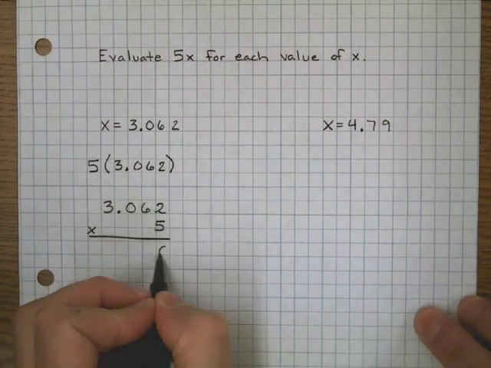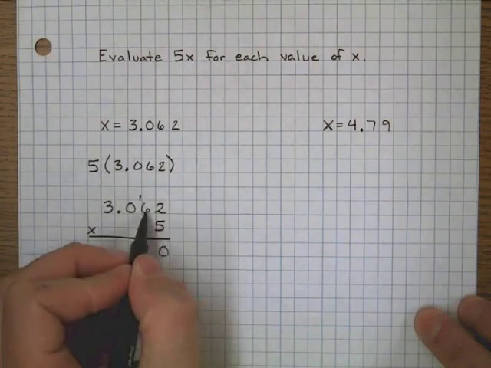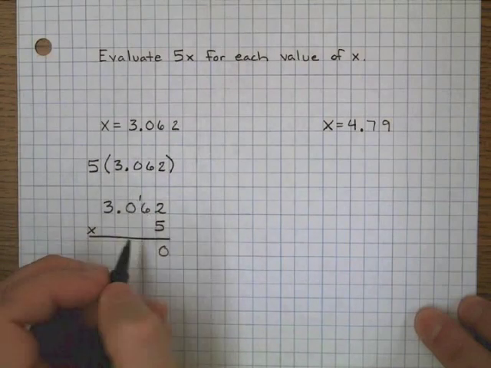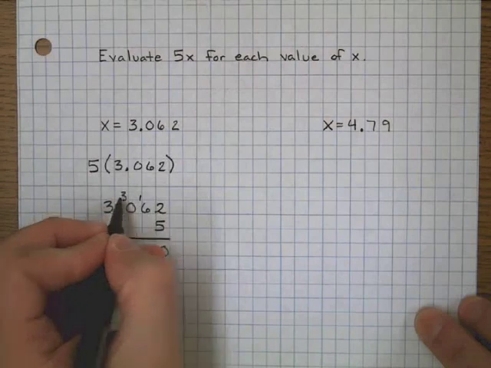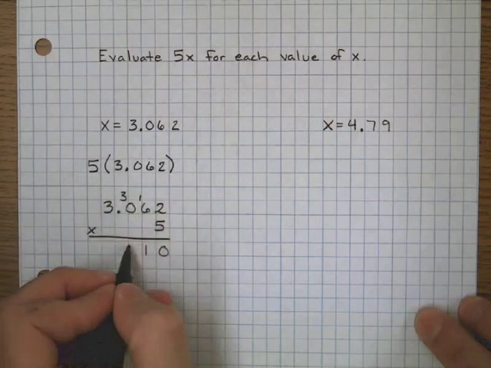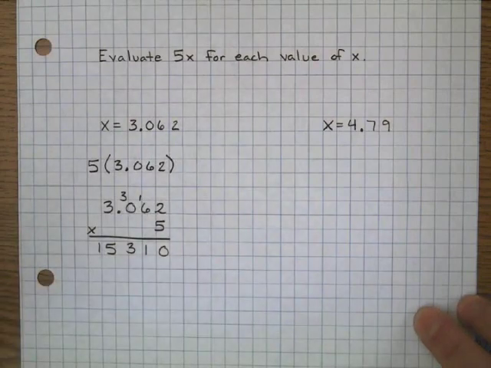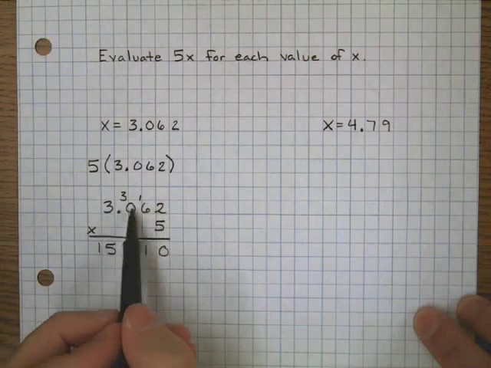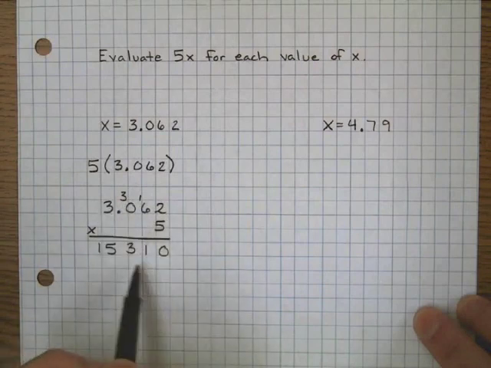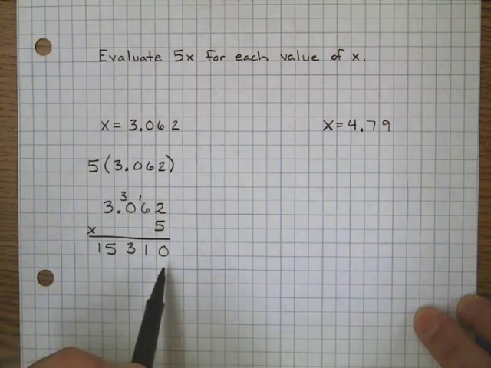So 2 times 5 is 10. 5 times 6 is 30, plus 1 is 31. 5 times 0 is 0, plus 3 is 3, and 3 times 5 is 15. 15,310. Remember my decimal. Count the number of decimal places up here, and that's how many decimal places I'm going to have in my solution.